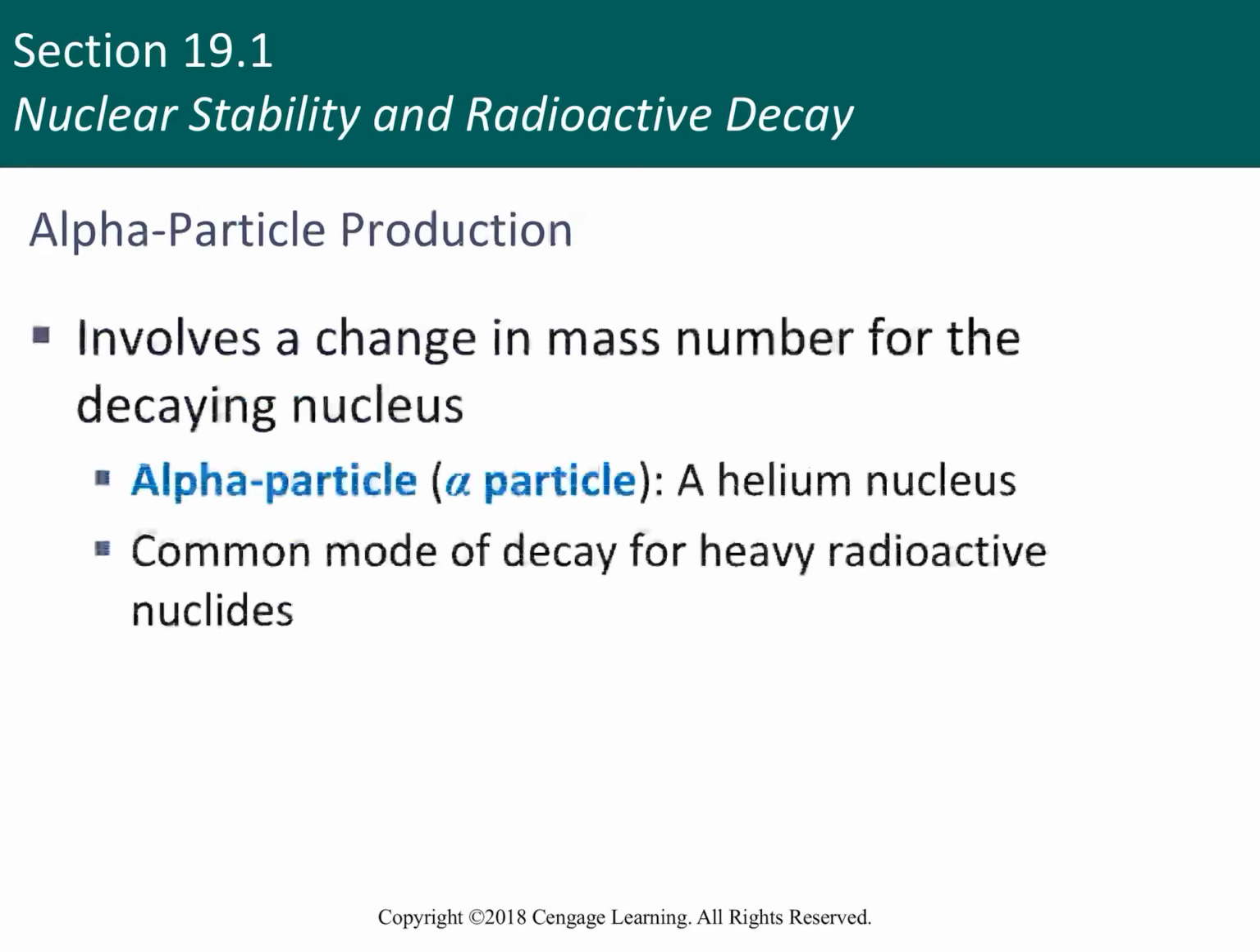An alpha particle is a helium nucleus. Alpha particle production is a very common mode of decay for heavy radioactive nuclides. It occurs when an unstable nucleus emits a particle composed of 2 protons and 2 neutrons, which is a helium particle. So our alpha particle is 4,2He, where the 4 is your mass number, the 2 is your atomic number, and helium is your chemical symbol.